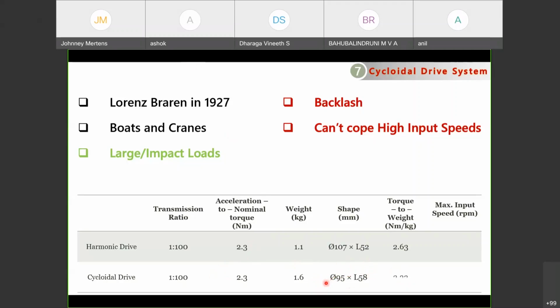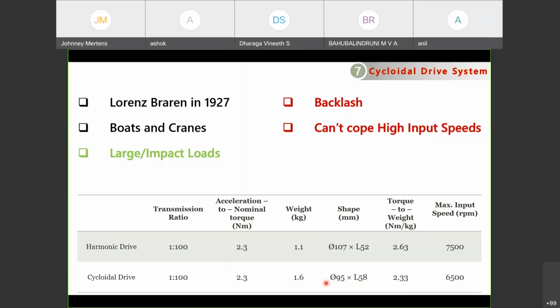And you see the torque to weight ratio. So 2.63 can be achieved by the harmonic drive systems, whereas the cycloidal drive system can achieve 2.33 only. And the maximum input speed that can be used on the harmonic drive system is 7,500 RPM, whereas in the cycloidal drive system we can use up to 6,500 RPM input speed only.